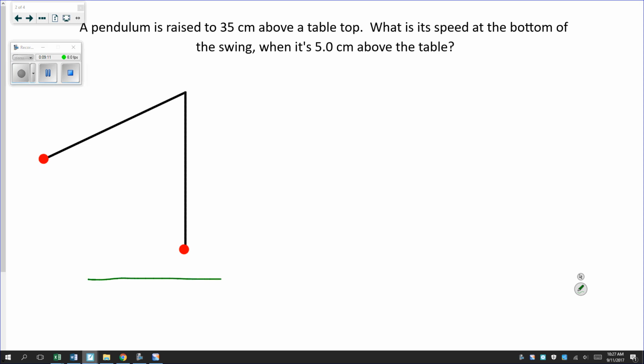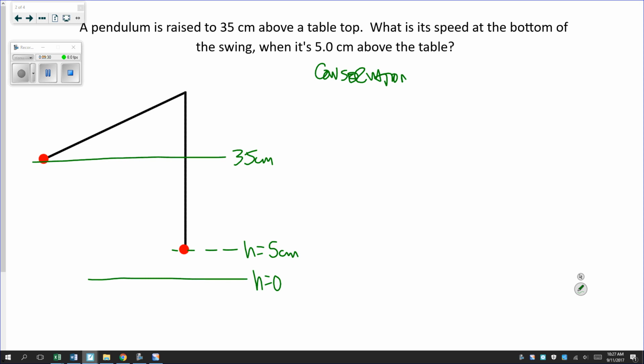So here's what we're calling the table, and we're calling that height 0, and this is height 5 centimeters, and this is height 35 centimeters. Now, we're going to apply conservation of mechanical energy, and here's how we do it. That means that at any two instants that we can arbitrarily call initial and final, there's a total amount of mechanical energy that's the same.